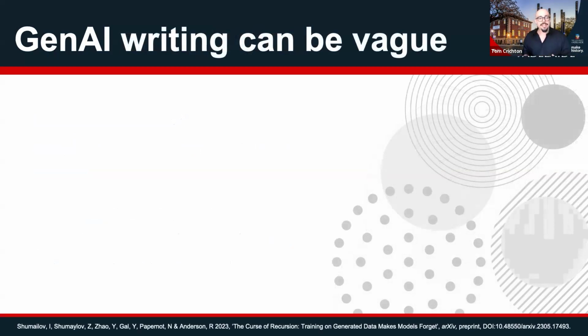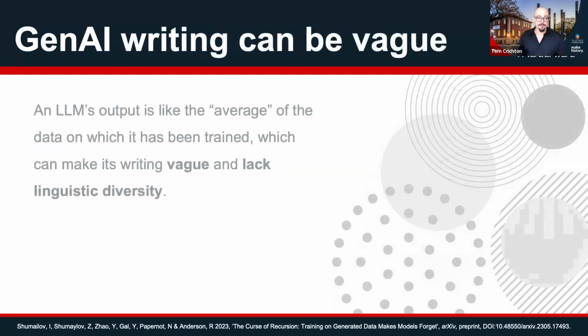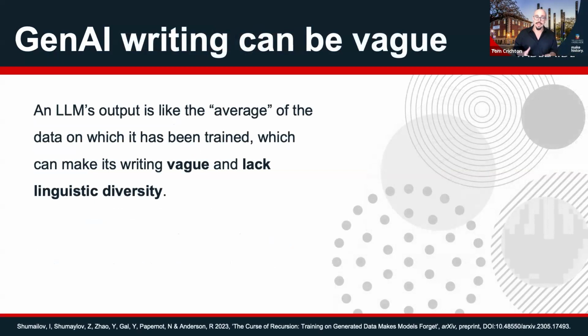And finally, Gen AI writing can be vague. A large language model's output is almost like the average of the data on which it is trained. It's almost like it's trying to guess what is the most average, statistically likely result that it can create, which can make its writing vague and lack linguistic diversity. So that means that it can lack a diversity in the types of words that it uses that you would normally find in human writing.